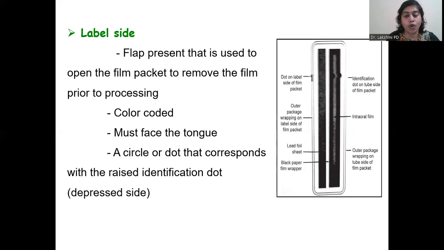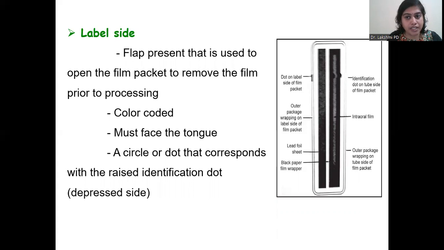And this flap is what is used to lift and expose the inner components of your X-ray film packet. All right, and this label side is supposed to be facing towards your tongue, and I told you the depressed surface of your orientation dot or your occlusal dot should also be facing away from the tube towards your tongue.